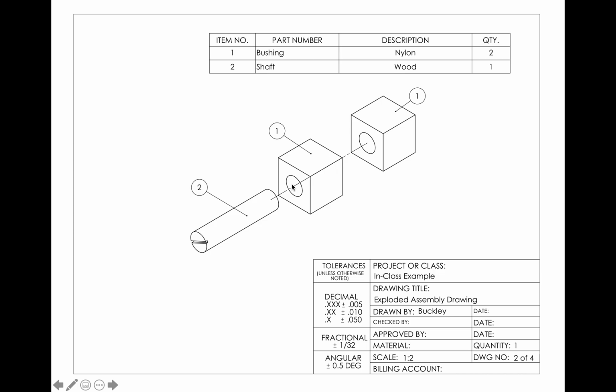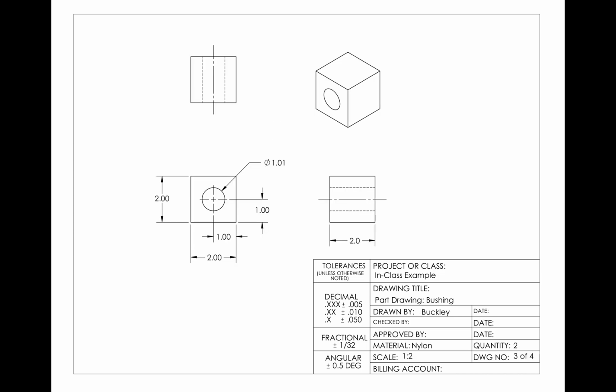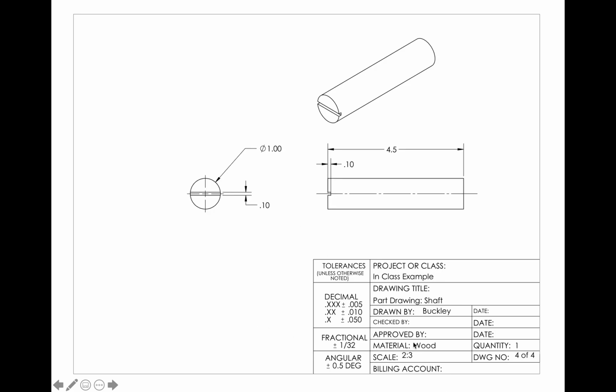Second is the exploded assembly, and then we go one by one through the parts. Notice that these are fully dimensioned drawings, just like we've been practicing in the first part of the class, but I'm also making sure to specify what the material is. So that's the block. I have 2 of those, quantity 2, and then the shaft, that's going to be made from wood, and I have 1 of those. So that would be a completed drawing packet.